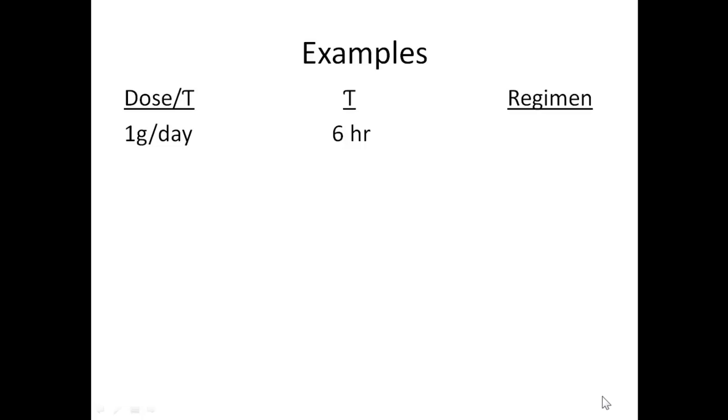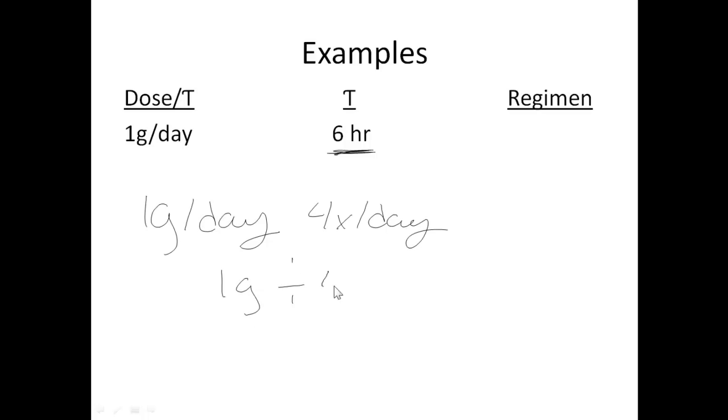And you're like, that's not a problem. I'll figure out the regimen. So all we do is take 1 gram a day. And we know a patient is getting it every 6 hours. So that means they're really getting something 4 times a day, right? Right. So that just means we take 1 gram divided by 4. And that equals our 250 milligrams every 6 hours.